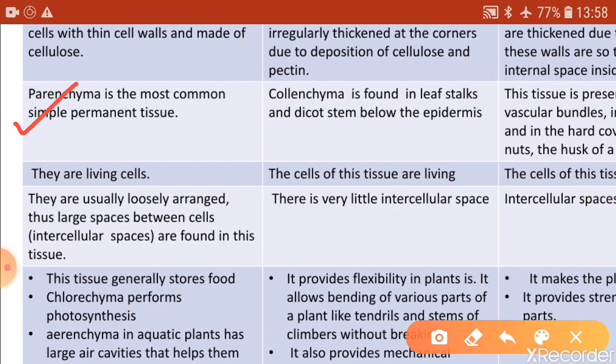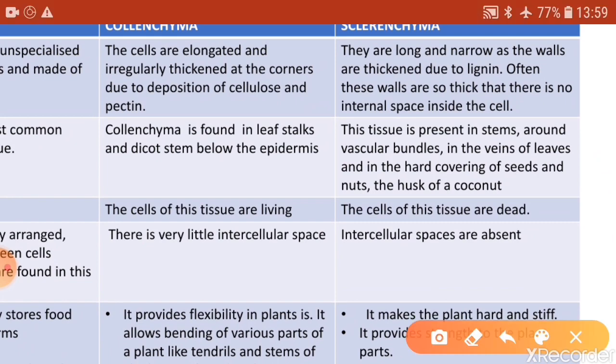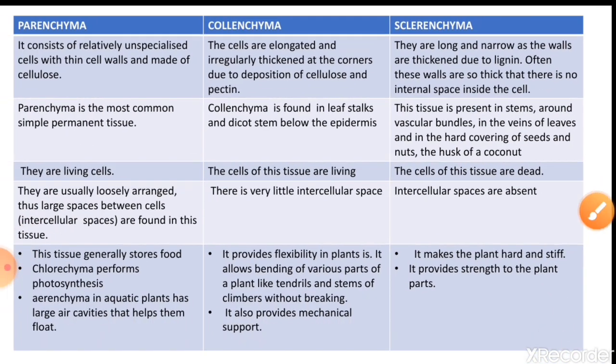The next important difference that you find is in terms of their location. Parenchyma is the most common simple permanent tissue, which you find in most parts of the plant. The collenchyma is found in the leaf stalk and the dicot stem just below the epidermis, whereas sclerenchyma is found in the stem around the vascular bundles, inside the vascular bundles, in the veins of the leaves, in the hard covering of seeds and nuts, and the husk of coconut. So that's the location of sclerenchyma tissue.